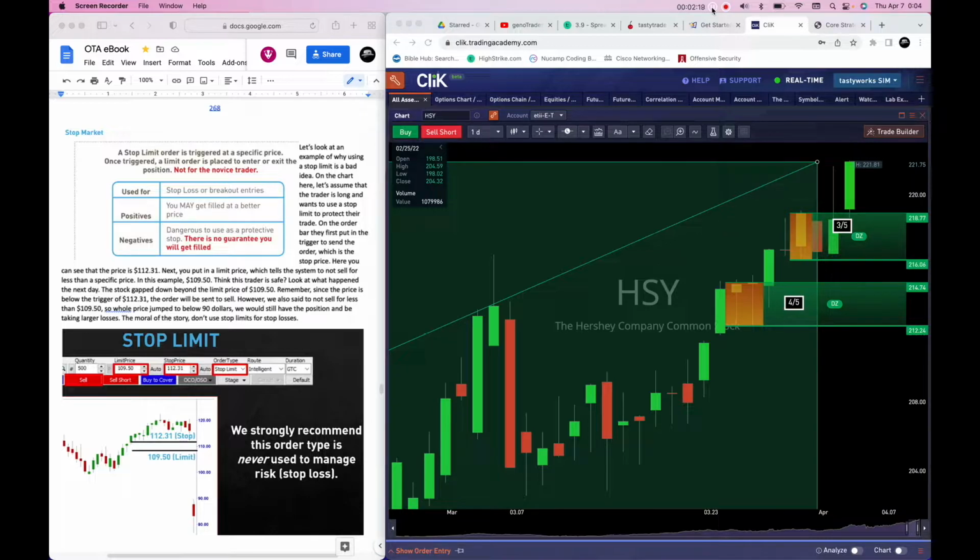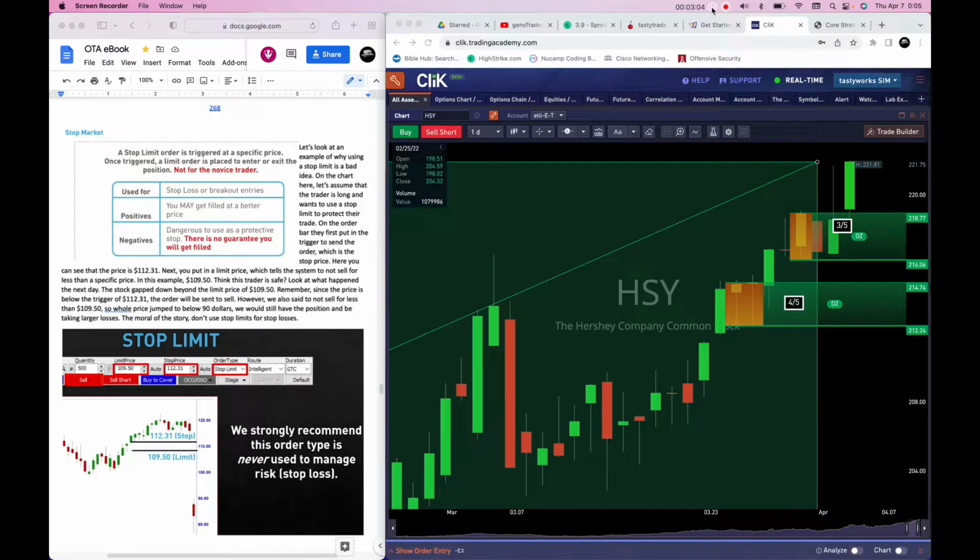On the chart here, let's assume that the trader is long and wants to use a stop limit to protect their trade. On the order bar, they first put in the trigger to send the order, which is the stop price. Here you can see that the price is $112.31. Next, you put in a limit price, which tells the system to not sell for less than a specific price. In this example, that specific price is $109.50.